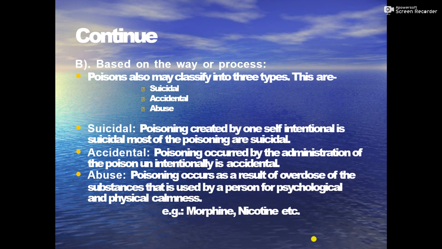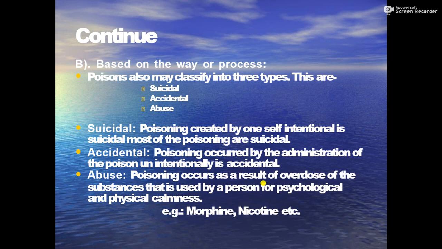Poisoning also depends on the manner of the process. Poison may be classified into three types. One is suicidal, the second is accidental, and the third is abuse. Suicidal poisoning is poisoning created by oneself, intentional and suicidal. Most poisonings are suicidal. Accidental poisoning occurs by the administration of poisons unintentionally.